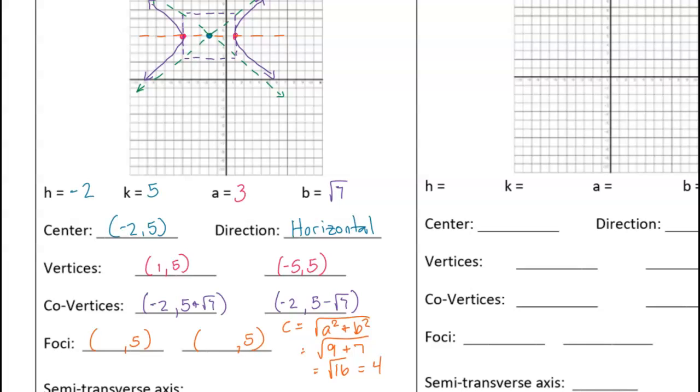Our X value of the foci is determined by taking our H and both adding 4, the C value, and subtracting 4. If you think that you're going to forget how we did this, you can write it right above. You take your H and you add 4, and you take your H and you subtract 4. So -2 plus 4 is 2. -2 minus 4 is -6. And I'll just go ahead and plot those. There are our foci.